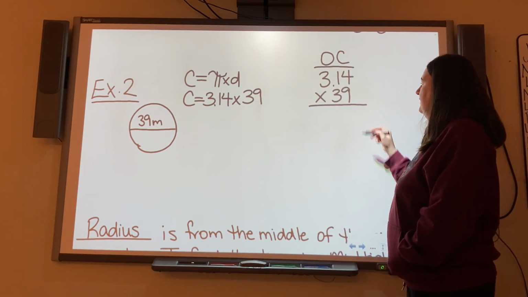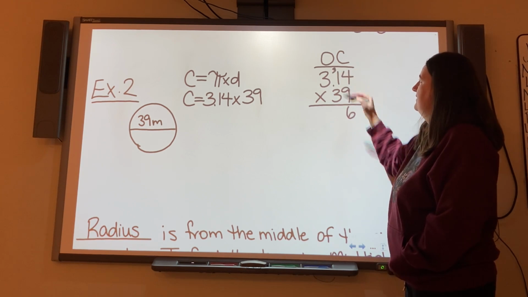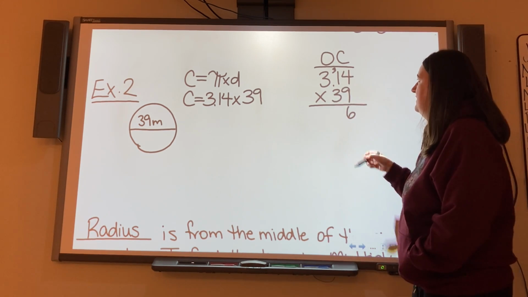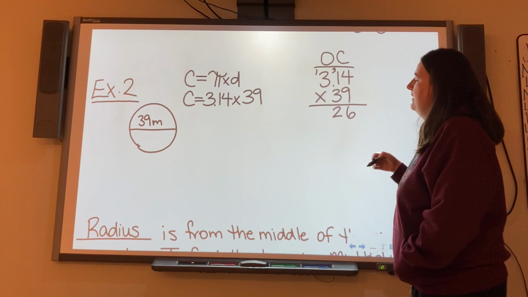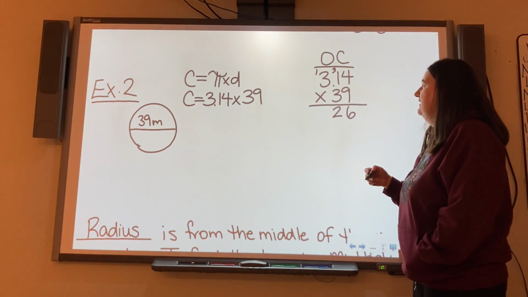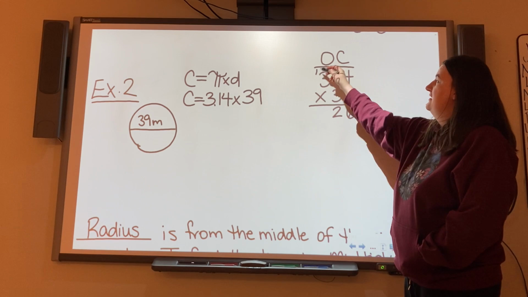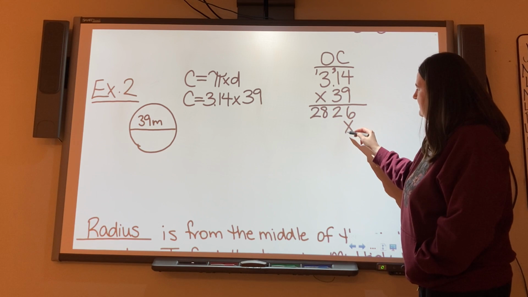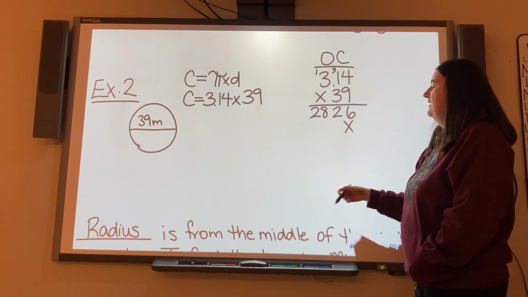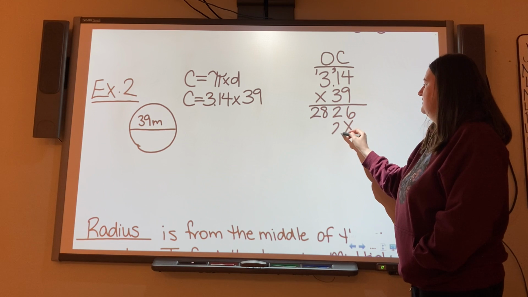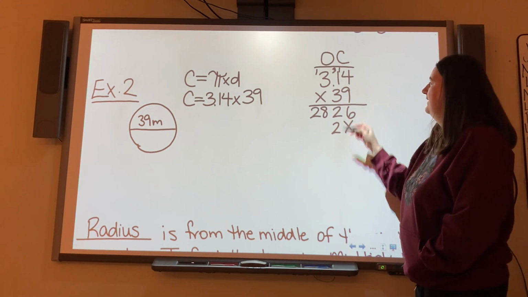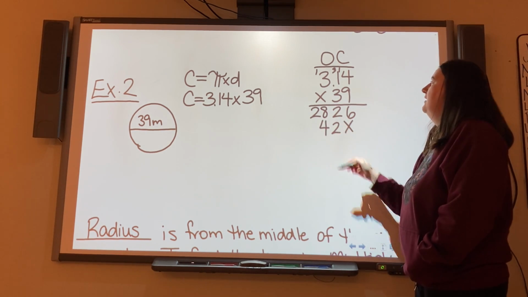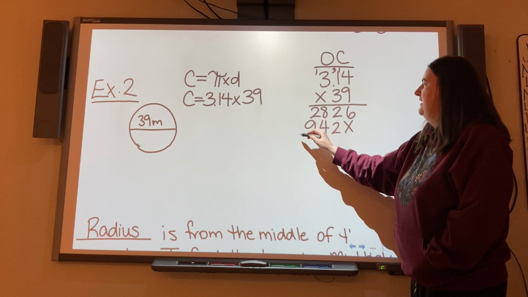9 times 4 is 36, carry your 3. 9 times 1 is 9, plus the 3 that you carried is 12, carry your 1. 9 times 3 is 27, plus the 1 that you carried is 28. Put your X and move to the 3. 3 times 4 is 12, carry the 1. 3 times 1 is 3, plus the 1 that you carried is 4. 3 times 3 is 9.